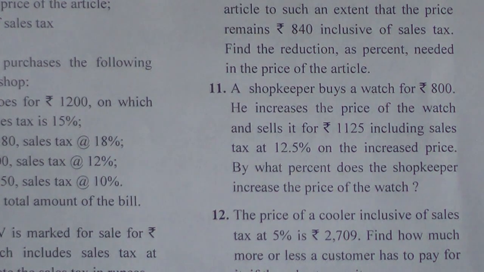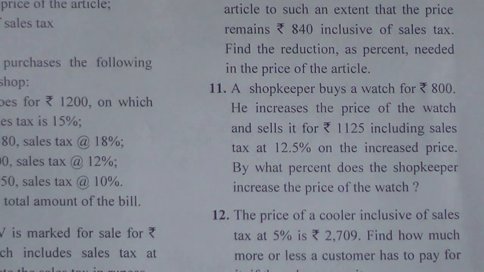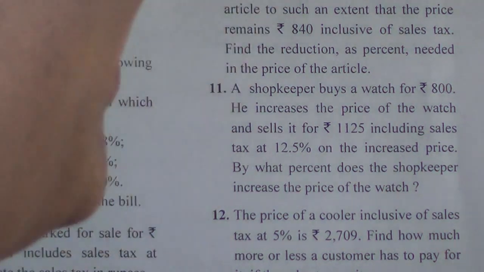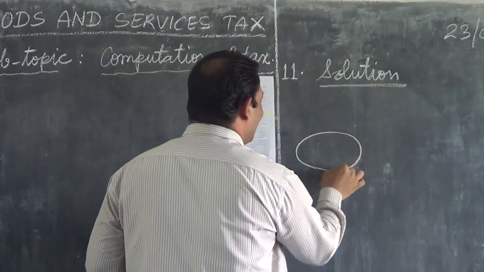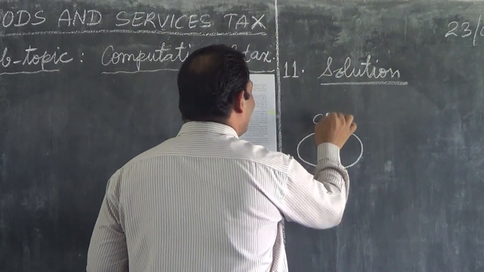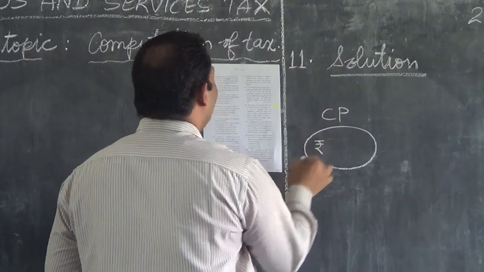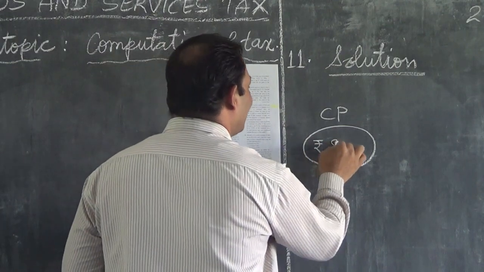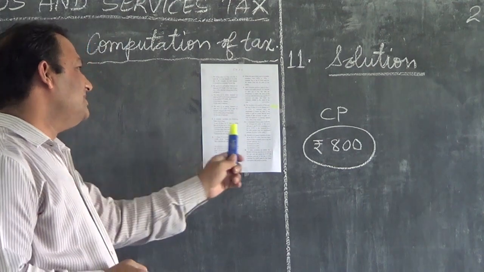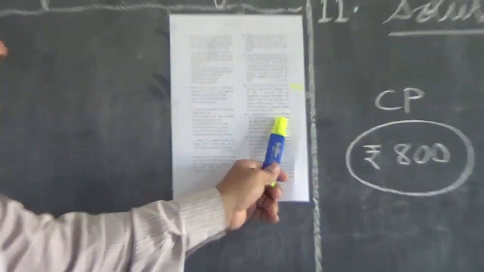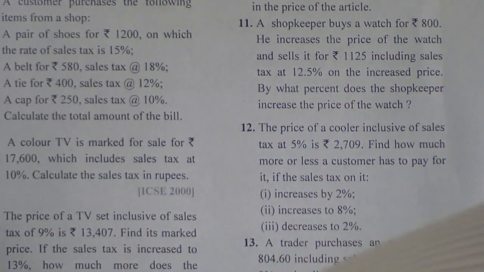So I am not going to write the statements directly. I am drawing some models and trying to understand the problems. I will draw the models this way. I will say this was the cost price. Cost price was how much, children? Cost price was rupees 800. Then what he did, he increases the price of the watch.